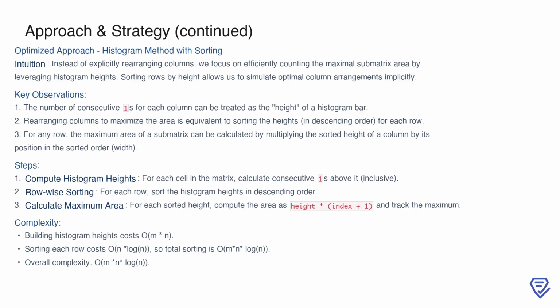To implement this, we calculate the histogram heights for each cell, sort the heights row-wise, and compute the area for each sorted height. The time complexity of this approach is far more manageable, with O(m*n) for building the histogram and O(m*n log n) for sorting all rows, resulting in a total complexity of O(m*n log n).